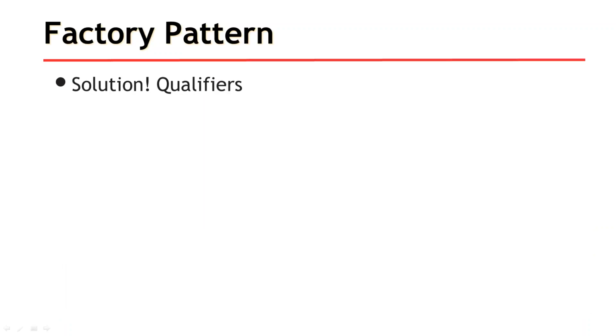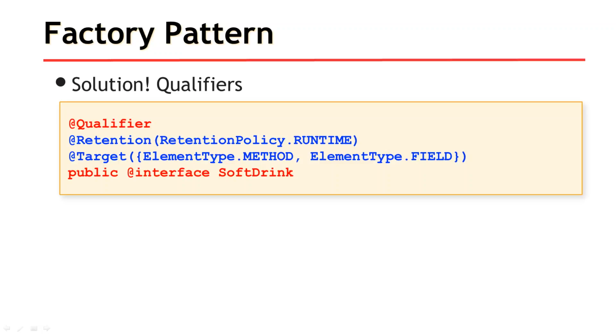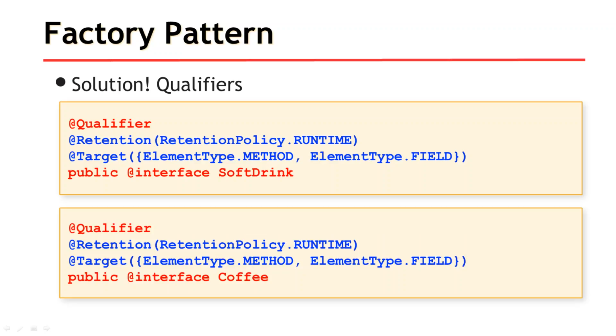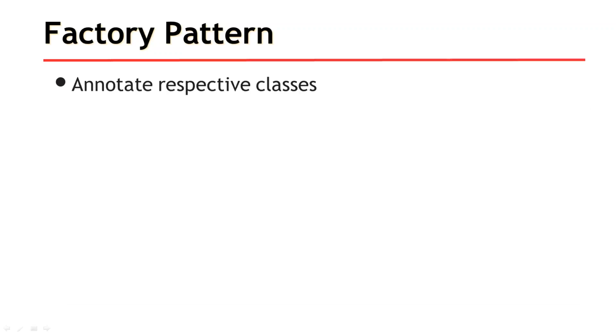Qualifiers are custom annotations that mark the concrete classes and the point where you want the container to inject the object. We create one qualifier named soft drink. This will annotate the soft drinks machine concrete class, and coffee will annotate the coffee machine class. Here the @Target annotation restricts where we can use these qualifiers to mark injection points, in this case on method and field injection points. The annotation with retention policy runtime ensures that the annotations are available to the JVM at runtime. The possible values for target are type, method, field, and parameter.